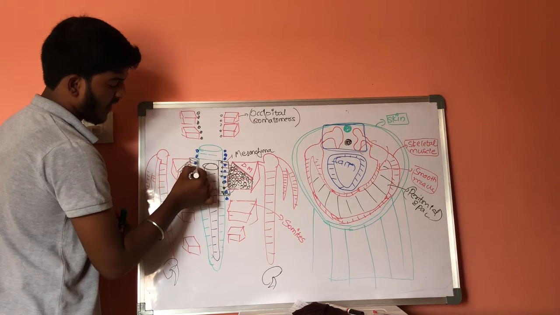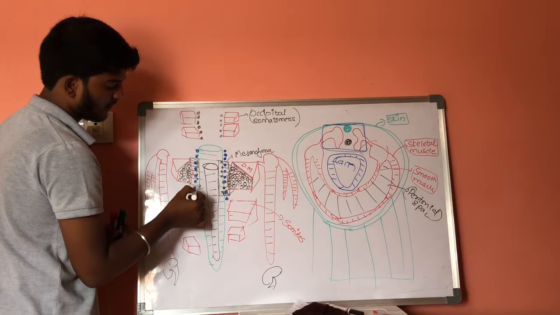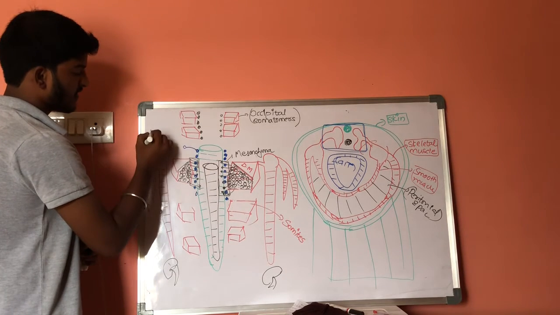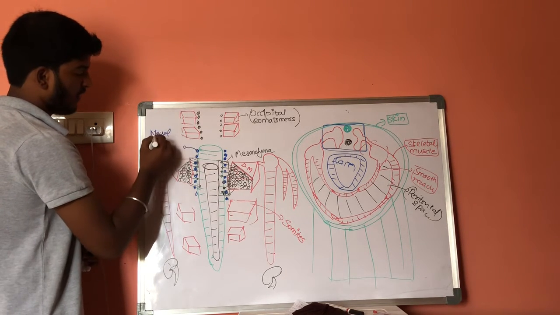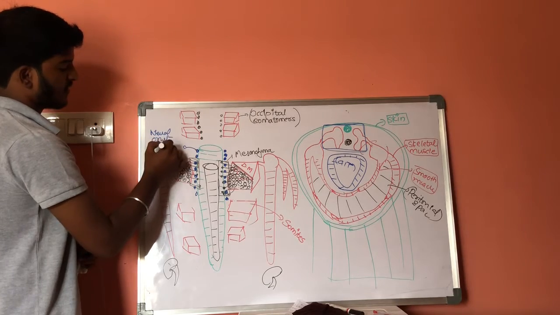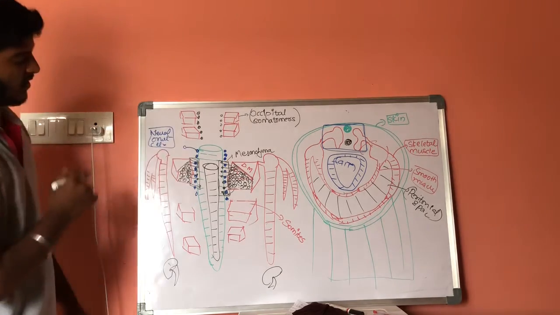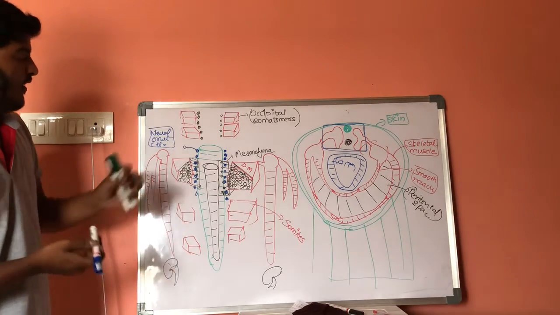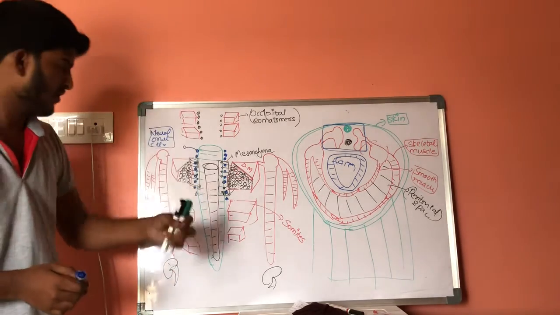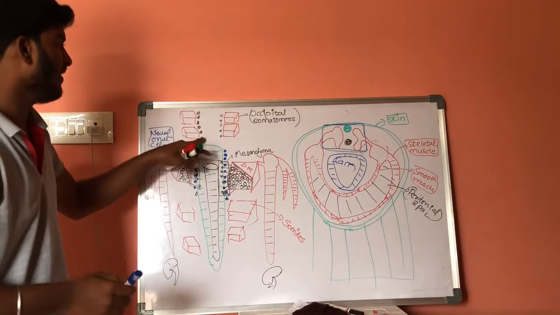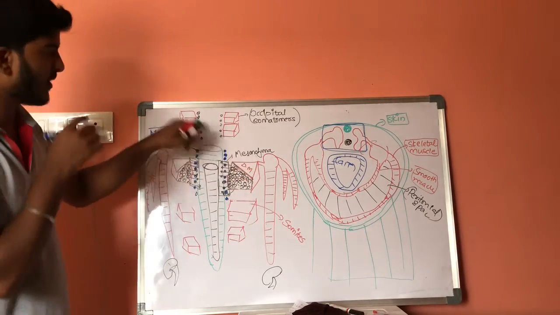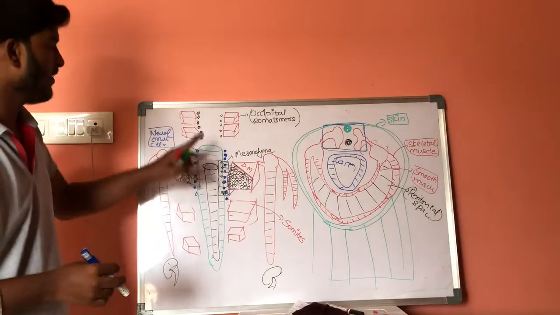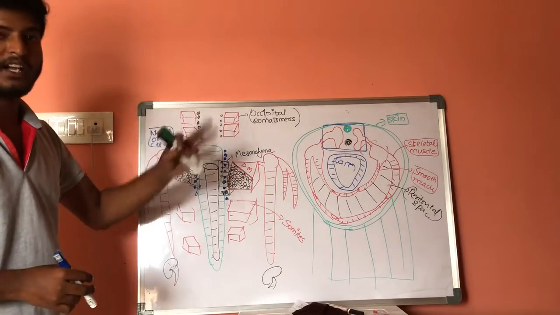These are present on either side of the neural tube. These are called neural crest cells, and these neural crest cells, which are produced from the mesenchyma, and the occipital somatomeres, which are produced in the mesenchyma, are involved in the development of the skull.